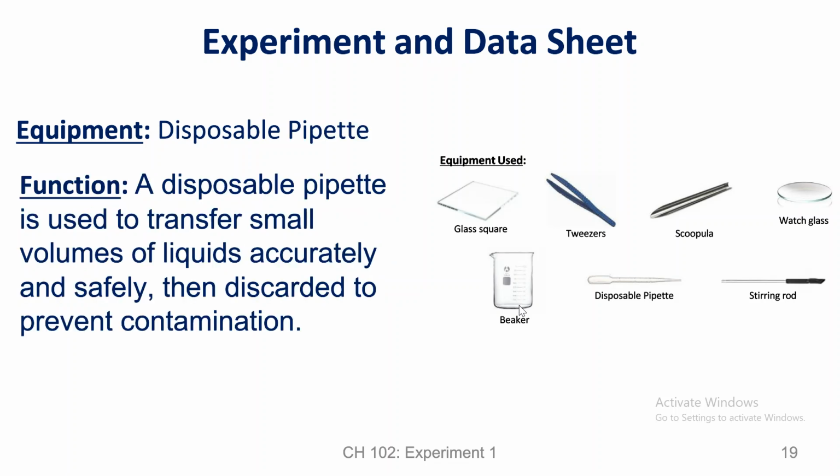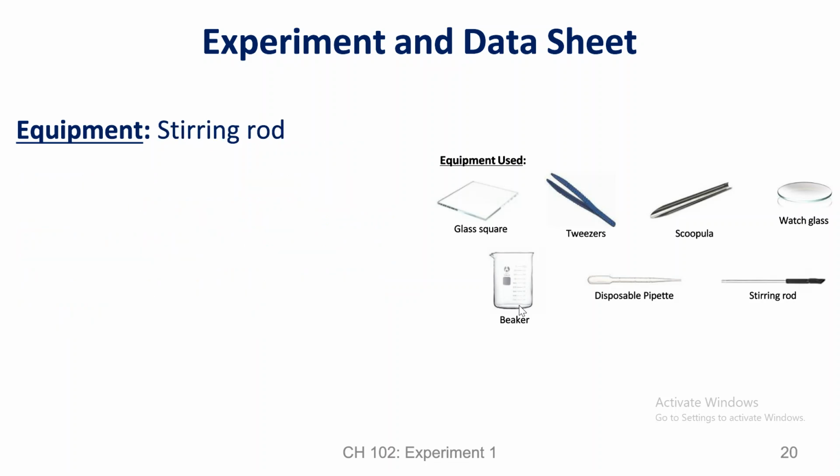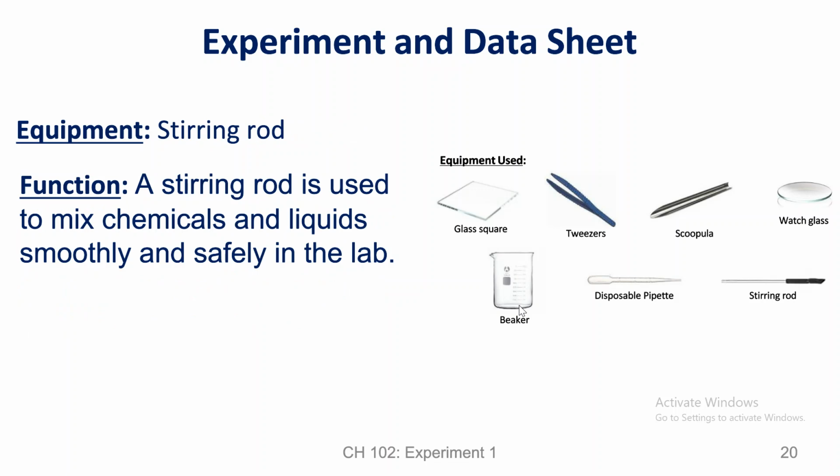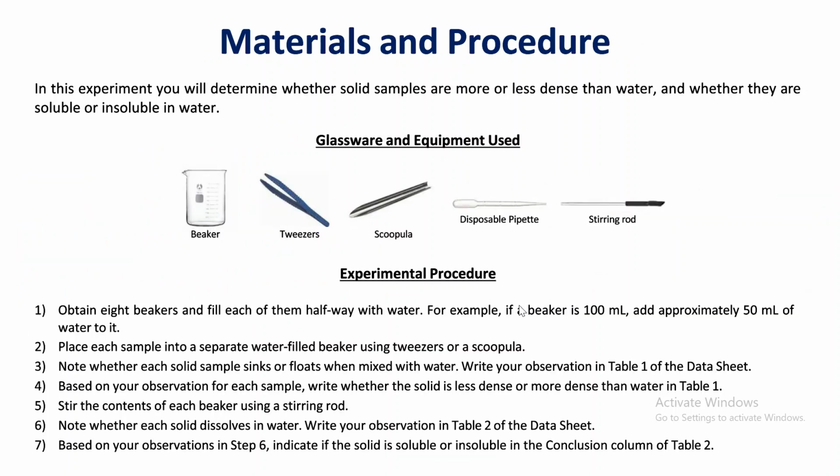Disposable pipette. A disposable pipette is used to transfer small volumes of liquids accurately and safely, then discarded to prevent contamination. And last but not least, the stirring rod. A stirring rod is used to mix chemicals and liquids smoothly and safely in the lab. All right, so again, we reviewed the materials. Now let's review the procedures now.